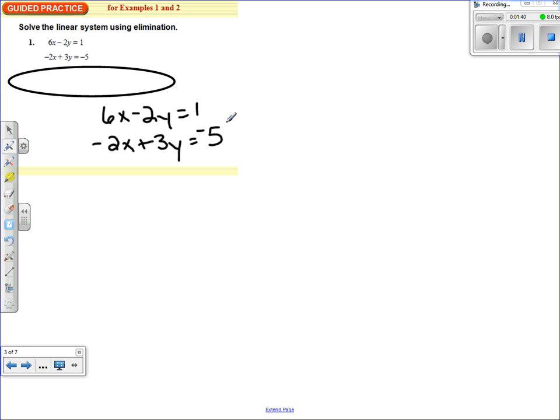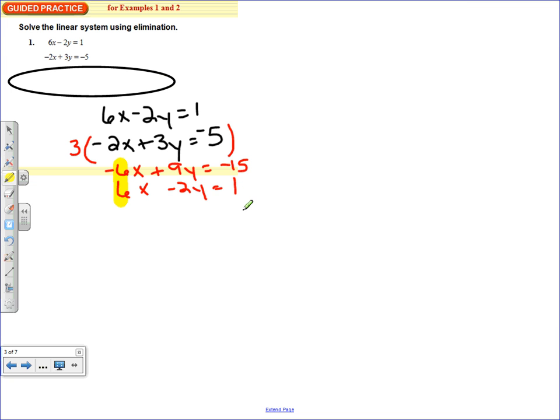So to do so, we're going to leave the first equation alone, but we're going to look at the second equation, and we're going to multiply it times 3. And when we do, 3 times negative 2x, negative 6x, 3 times 3y, plus 9y, and 3 times negative 5, negative 15. Now we have our new second equation. Here is our original first equation. And if you look, we have created opposites, negative 6x and positive 6x.